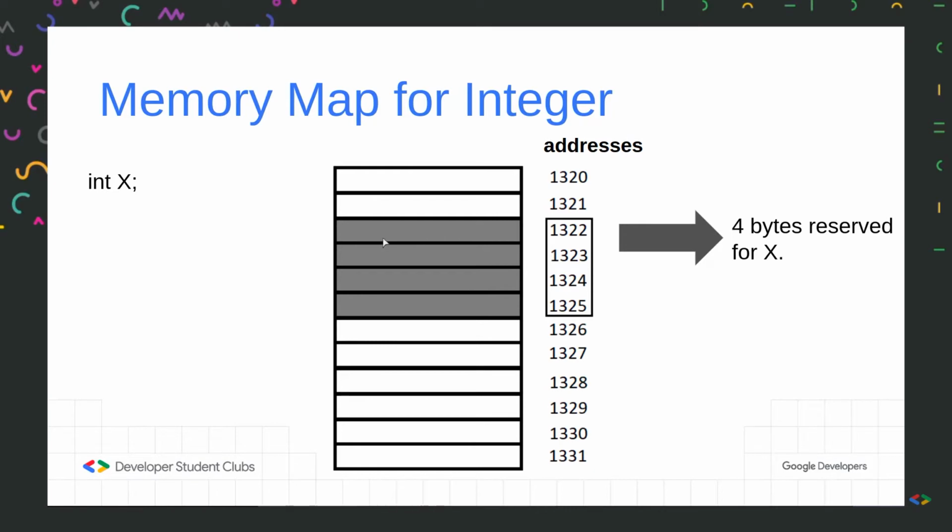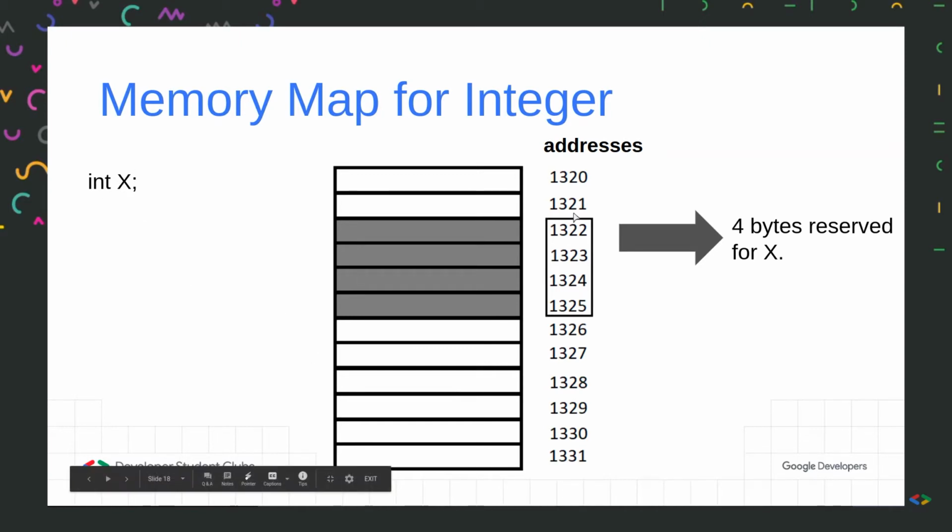Now each of these boxes represents one byte of memory, right? And we said earlier that an integer type requires 4 bytes of data. So when we say int x;, any 4 contiguous locations of memory are reserved for this variable x. These 4 locations are reserved for x, and won't be allocated to any other variables until this program terminates or we delete this variable.